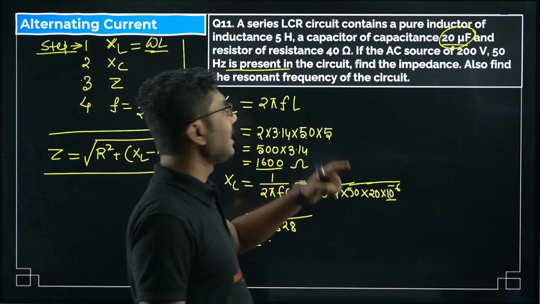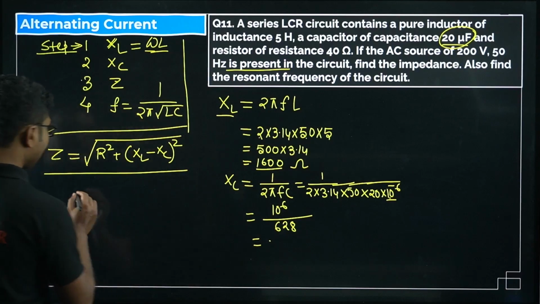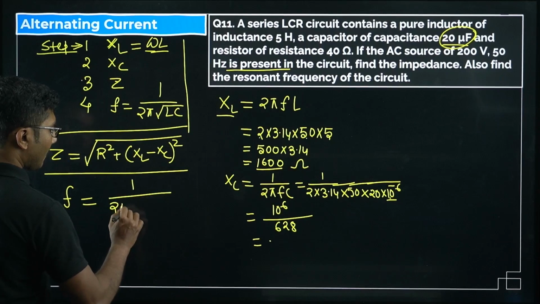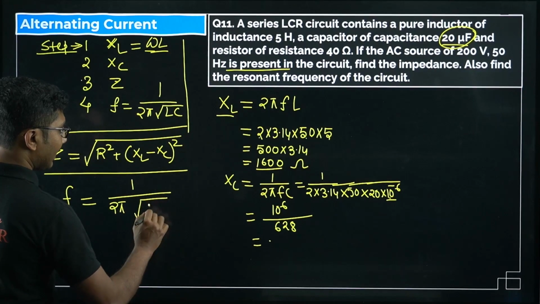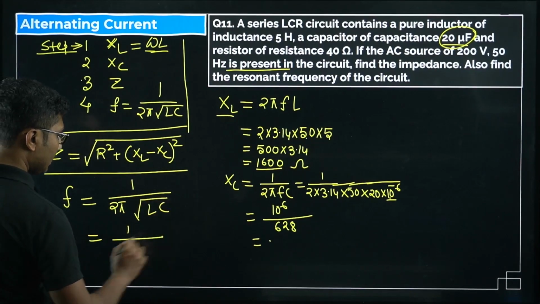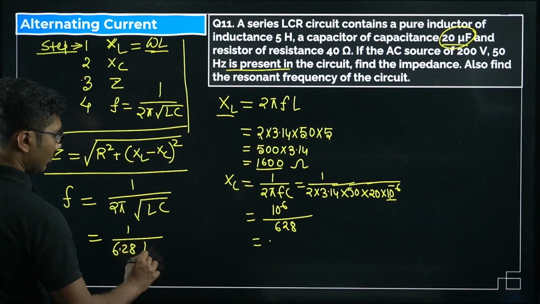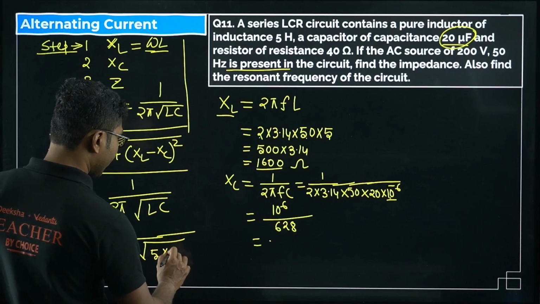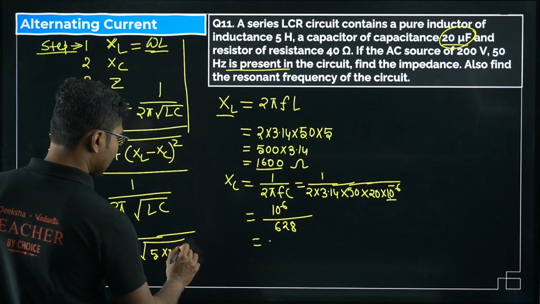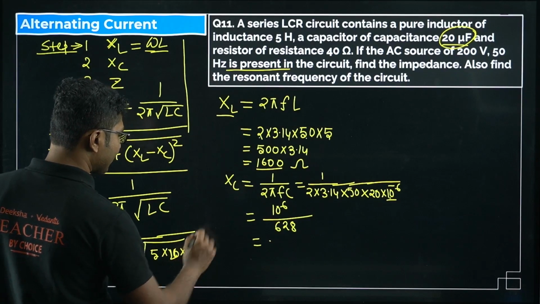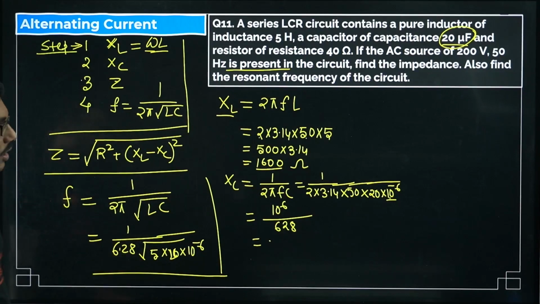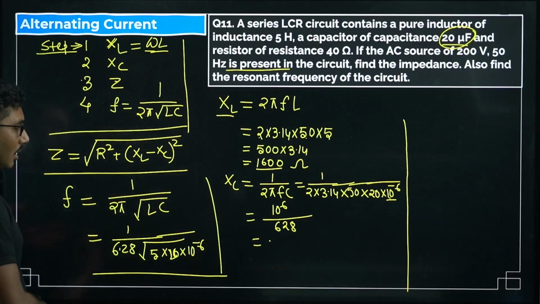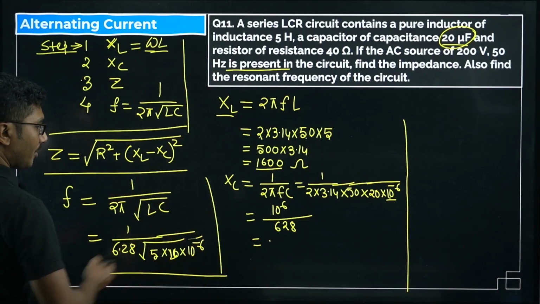The second part is to also find the resonant frequency. What is the formula for resonant frequency? As I said, resonance frequency is 1 by 2 pi square root of LC, that is 1 by 6.28 into square root of L into C. L is 5, C is 20 into 10 to the power of minus 6. This is the part where students make mistakes because of this calculation. There is no other problem in this question.